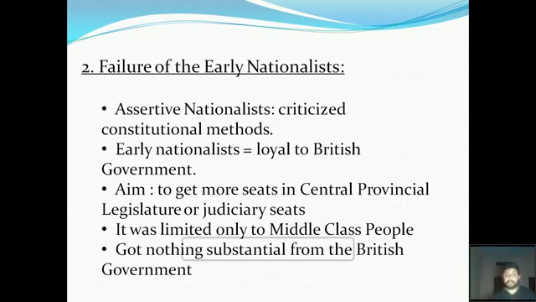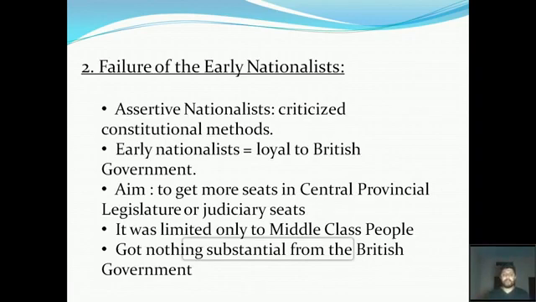Constitutional methods means, even now in India itself, we are following constitutional methods. We are not going for any kind of violence. We are not going to kill anybody, hurt anybody, or disturb anybody. We make petitions. We make a complaint to the police, and the police will inquire about it. If justice is for us, they will provide it. If we are guilty, they will punish us. The early nationalist leaders were following these constitutional methods.